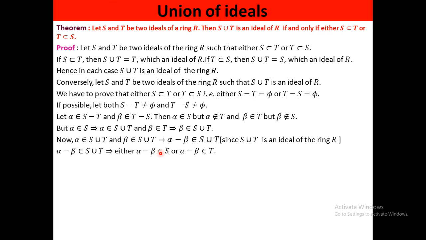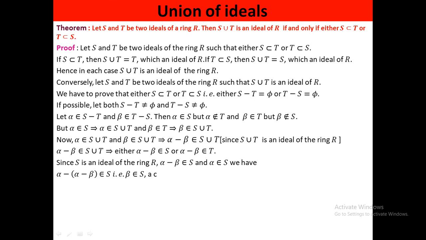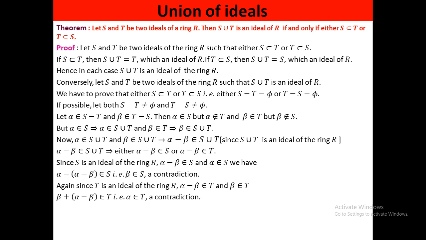Now if alpha minus beta belongs to S, then alpha minus beta belongs to S and alpha belongs to S. Since S is an ideal, with alpha minus beta and alpha two elements in S, we have alpha minus alpha minus beta, that is beta, belonging to S, which is a contradiction because beta does not belong to S. Again, if we consider alpha minus beta from T, then since T is an ideal, alpha minus beta in T and beta belongs to T both imply that beta plus alpha minus beta, that is alpha, belongs to T, which is a contradiction also.